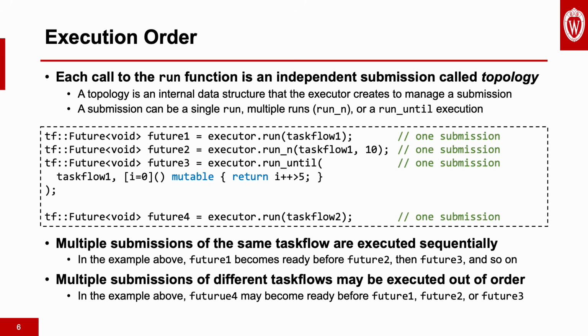As you can see, you can submit the same taskflow multiple times, and multiple submissions of the same taskflow will be executed sequentially. In this example, this basically means future 1 will become ready before future 2, and then future 3, and so on. However, when different taskflows are submitted simultaneously, there is no guarantee which submission will finish first. In the same example here, even if we submit taskflow 2 after taskflow 1, taskflow 2 may still become ready earlier than the completion of taskflow 1. In other words, future 4 may become ready before future 1, future 2, or future 3.